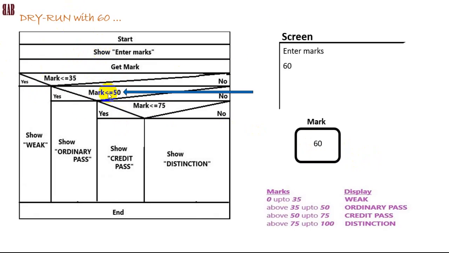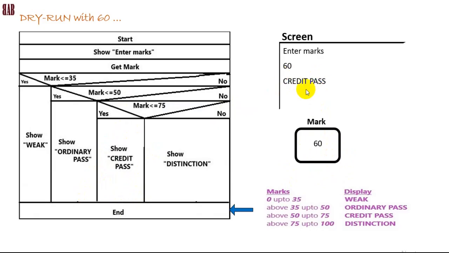Then because this condition is false, you come to the no side here. And in the no side, we have another condition to check. Is it less or equal to 75? Is it less than 75? Yes. This is 60. So is it less? Yes. But not equal. But doesn't matter, because one of these is true, this entire thing is considered true. So because 60 is less than 75, this is true, and therefore it will go to the yes side. And on the yes side, what we have is show credit pass. So it will display credit pass and then come to the end and terminate. So as you can see, when you put 60, it's displaying credit pass.